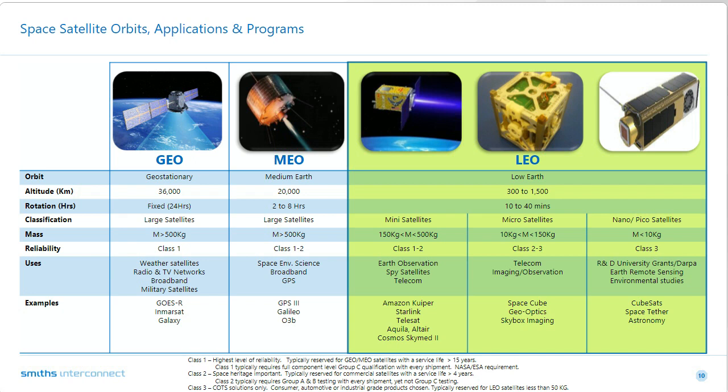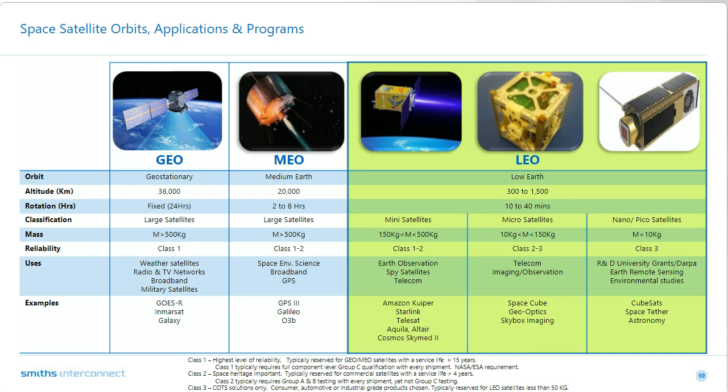These MEO satellites' reliability ratings range in Class 1 or Class 2 by category, and they have reliability requirements of qualification that flow down, again, to the component level. These satellites are typically used for space and environmental science, broadband, and GPS functions. You can see some of the examples on the slide.